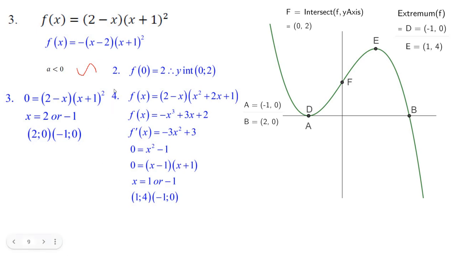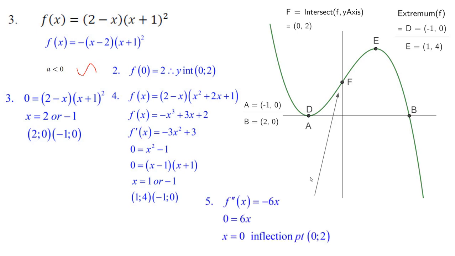And just take 1 and put it back into the original function. You can put it into this one or this one. And what do we get for y? If we put 1 in, you get 4 back out. If you put minus 1 in, oh, we knew that, we get 0. Those are our turning points.